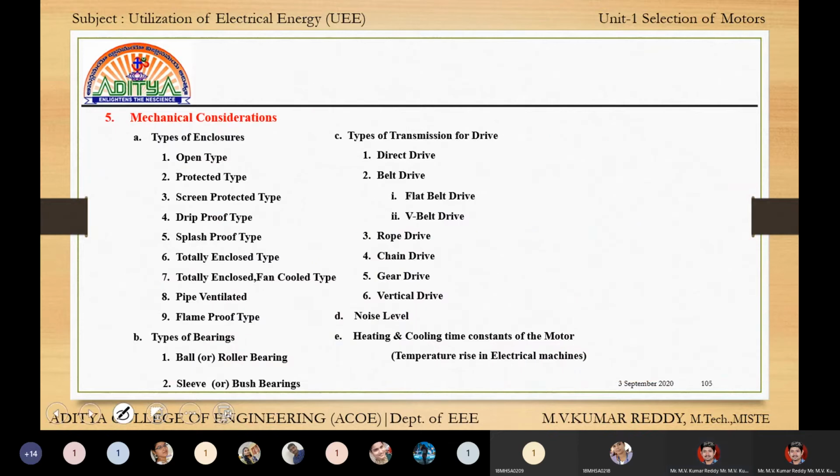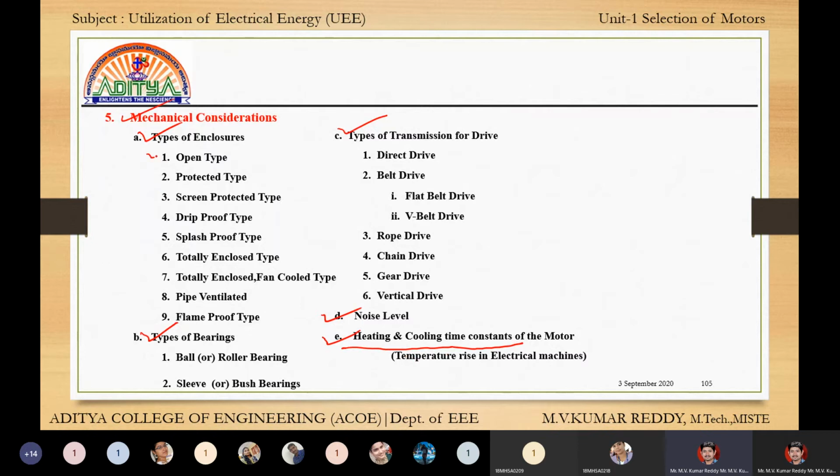Okay, next one is mechanical consideration. In mechanical considerations we have types of enclosures, types of bearings, types of transmission for drives, noise level, and the last one is heating and cooling time constants of a motor. This is the very important topic in this consideration. Next, types of enclosures.